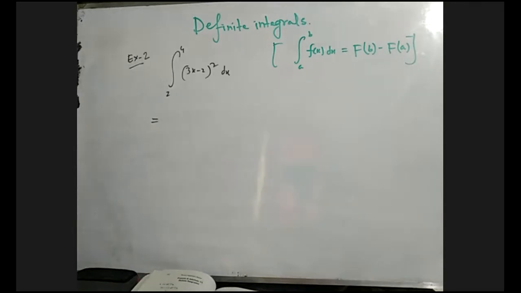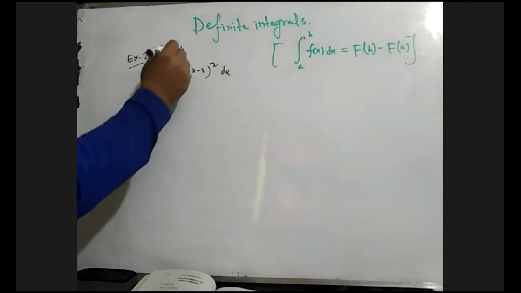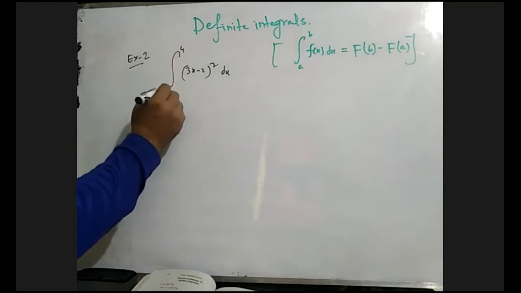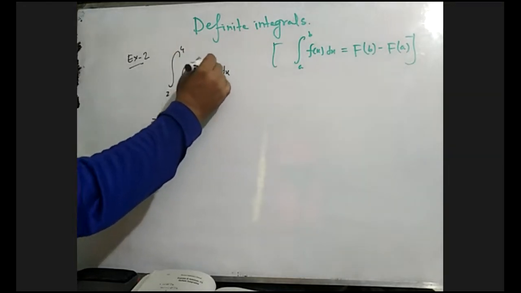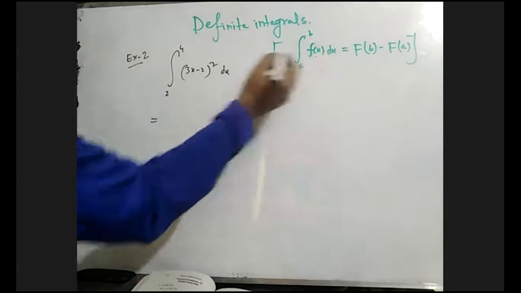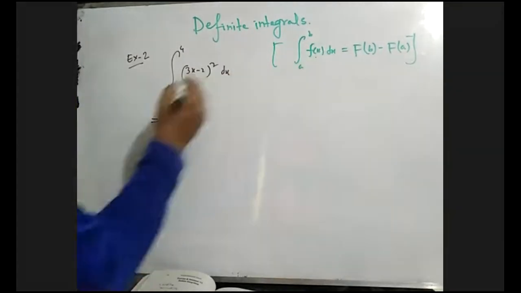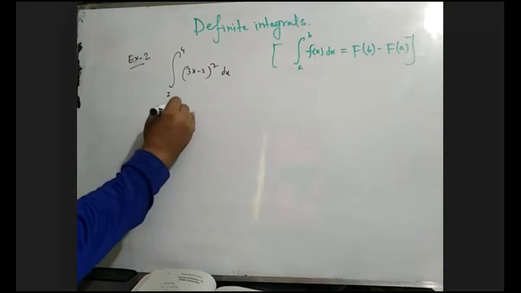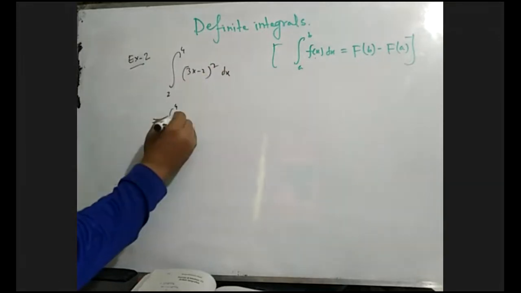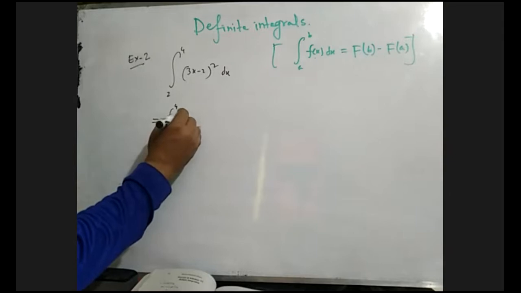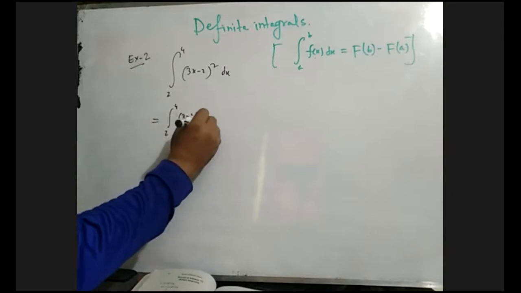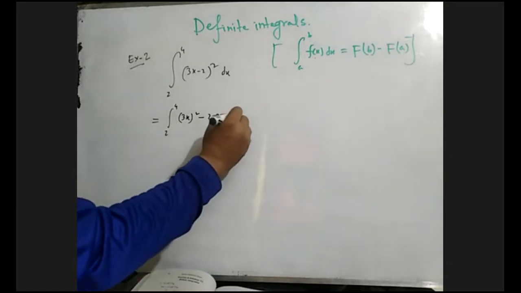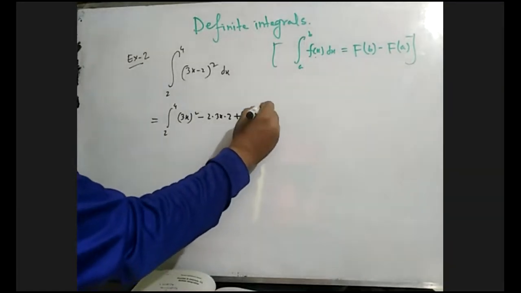Okay, now second example. Upper limit 4 and lower limit 2, thrice x minus 2 whole square. That means f of x is this, and what will the definite integral dx be? First of all, we have to use the square formula, a minus b whole square: a square minus 2ab plus b square.